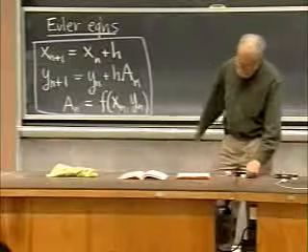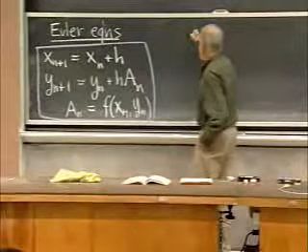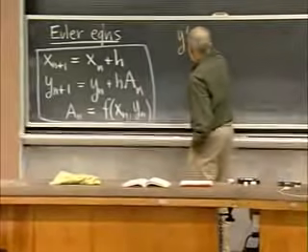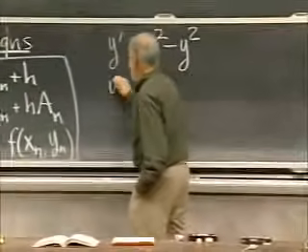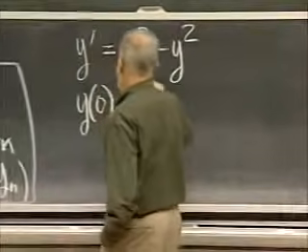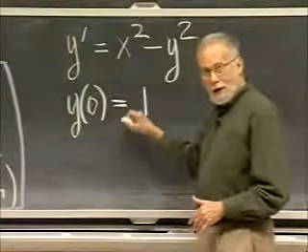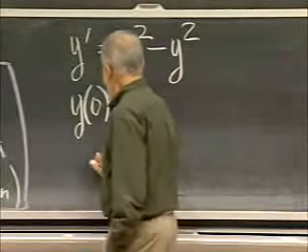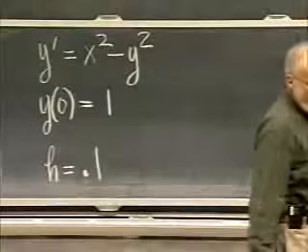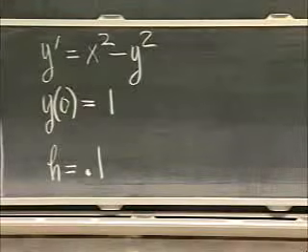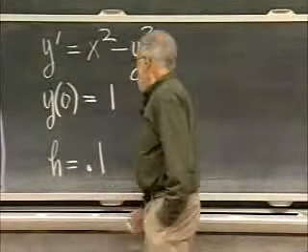So let's calculate. I'll use a simple example, but it's not entirely trivial. My example is going to be the equation y prime equals x squared minus y squared on the right-hand side. And let's start with y of 0 equals 1. And so this is my initial value problem, that pair of equations. And I have to specify a step size. So let's take the step size to be 0.1. You choose the step size, or the computer does. We'll have to talk about that in a few minutes. Now what do you do?